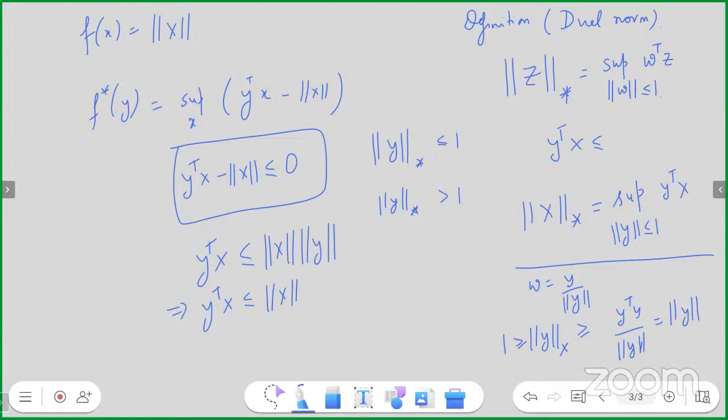Now, what happens when y star is greater than 1? This is also an interesting inequality to keep in mind. The usual norm and the star norm have a relationship between them. What does it even mean? That there exists something, something. What is that something, something?